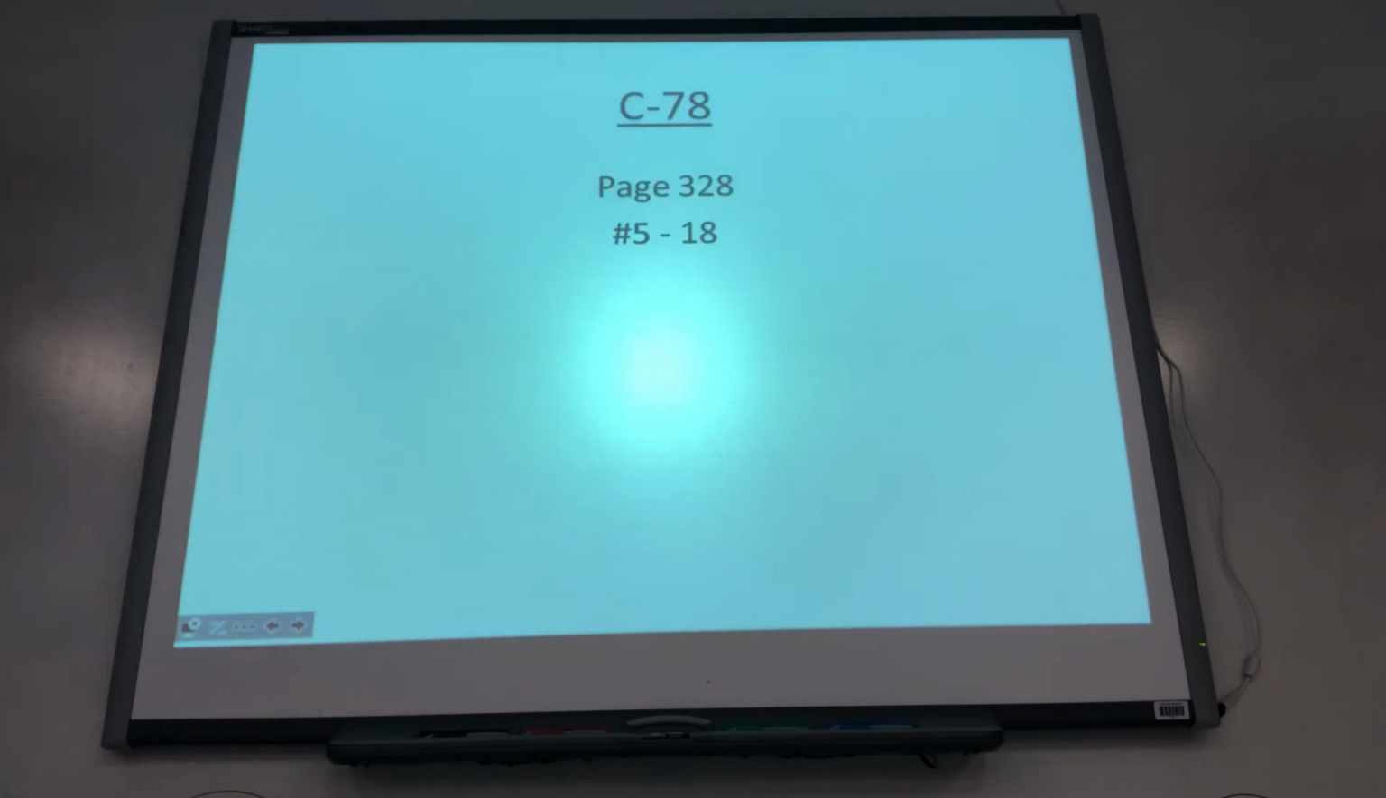So this is the assignment. If I do a homework check tomorrow, there needs to be work with all of these. Can't just put the answers down. It should be C78 from page 328. We're doing numbers 5 to 18.